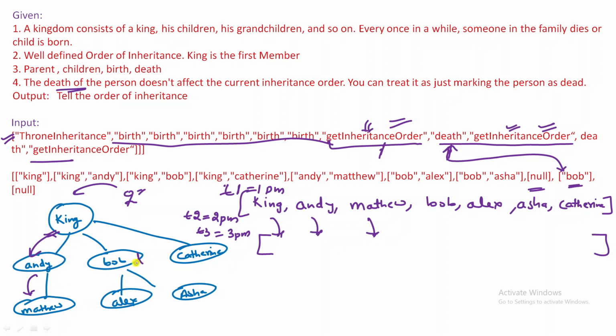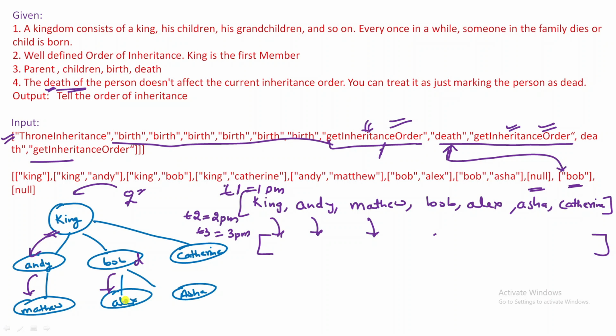Then we will check Bob. Now Bob has died. But it does not mean that Alex and Asha will not come in the order of inheritance. They will be coming. Bob will simply be neglected. This is what is meant by the line that the death of a person will not affect the order of inheritance, it will just be neglected. You can assume that Bob is not there, but some dummy person is there. You will come here, and you will neglect Bob.